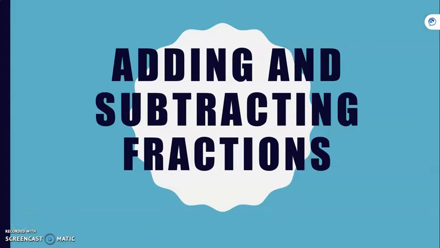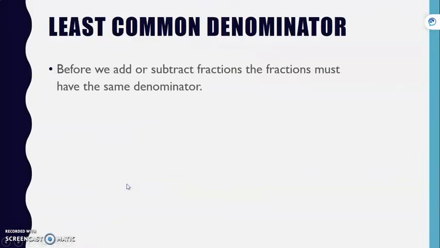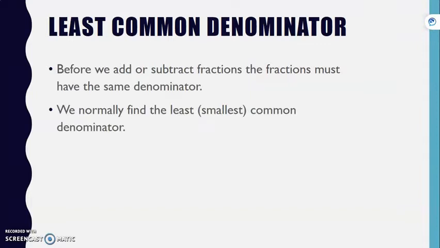Adding and subtracting fractions. Before we add or subtract fractions, the fractions must have the same denominator. So we normally find the least, which is like the smallest, common denominator, something they have in common. So in order to do that, let's take a look at two fractions, 2/5 and 3/4.